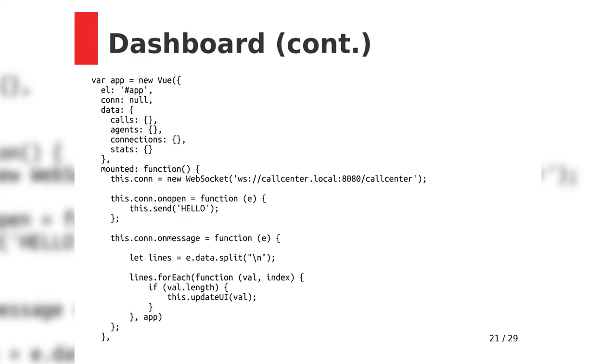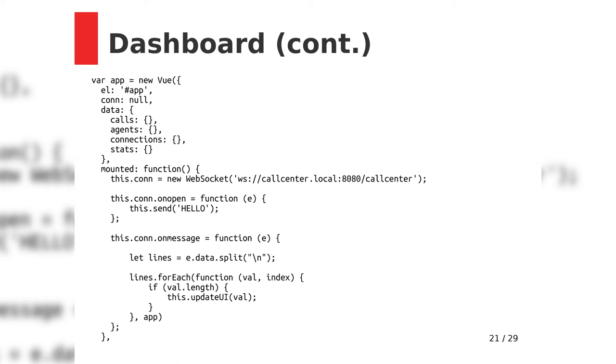So in the Vue app, what you do, you just create a new application. You tell it the ID of the div that you want to connect it to. And then you have this data collection here, which are the things that are going to be reactive. Anything that changes here is going to make the thing repaint. And this is where we're going to put our calls, our agents, our connections, and our statistics. We're going to fill in here. And every time we change some data in here, the page is automatically going to repaint.